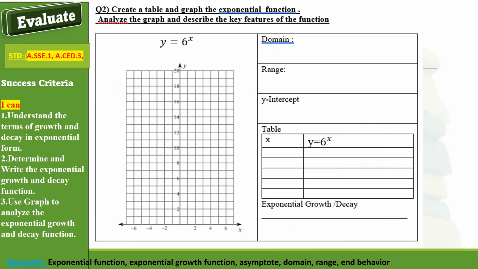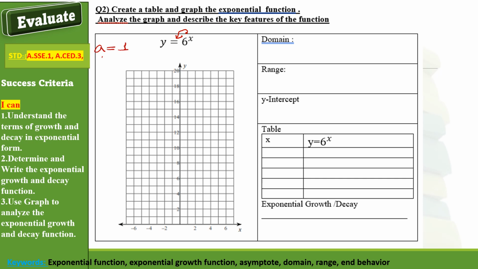Make a table and graph the exponential function. So first of all, find out what the a value is and what the b value is. If you look at the function closely, before the 6 there is no number, which means it is a hidden 1. So a equals 1.